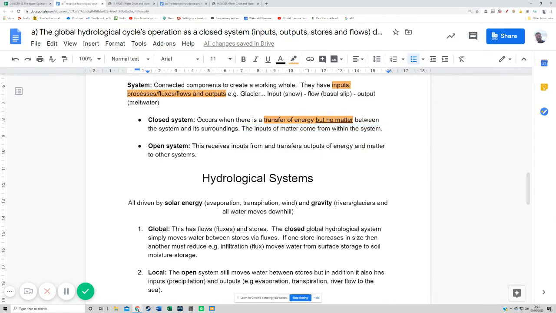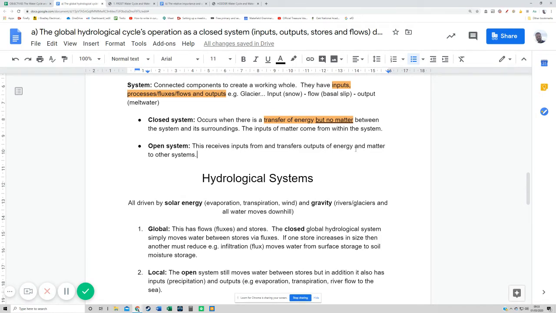However, it does have energy transfer in, which would be solar energy in this case. So there's a key thing there which people can get confused about. So there is a transfer of energy in and out, but not matter, or in this case water. So solar energy comes in and out, but there's no inputs of water to the globe, and no outputs. Whereas an open system, as it says there, sees inputs from and transfers and outputs of energy and matter to other systems.